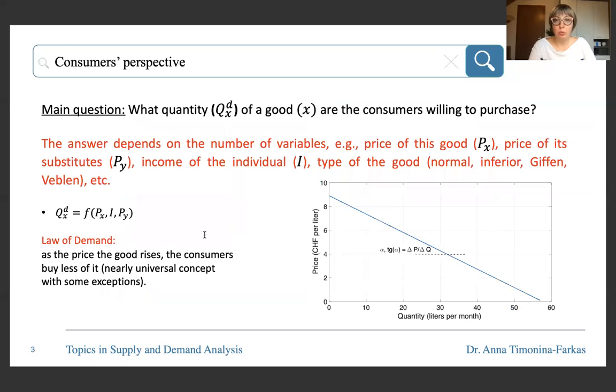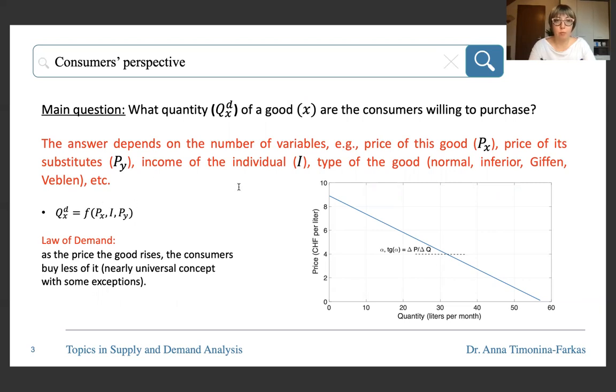And the first question which we would like to answer is: what quantity Q of a good X are consumers willing to purchase? And the law of demand, which holds only with some small exceptions, says that as soon as the price of a good rises, the consumers will tend to purchase less of this good. However, the quantity purchased doesn't depend only on the price of this good. It also depends on the income of customers and prices of some other goods, which can be substitutes of the good X.